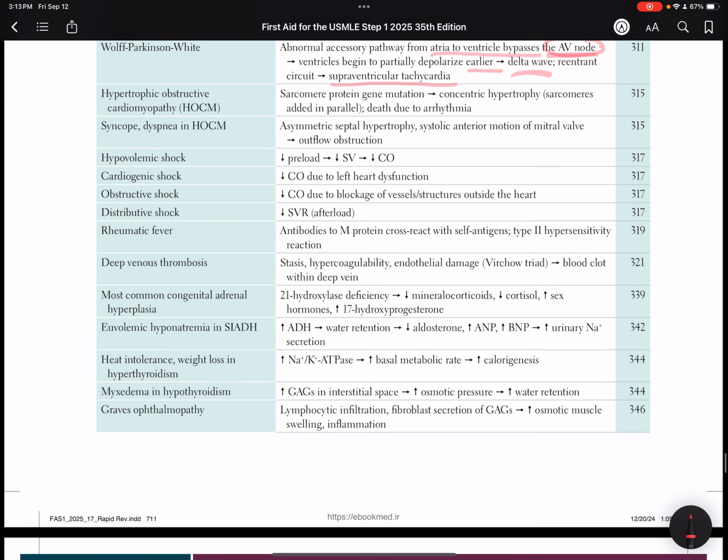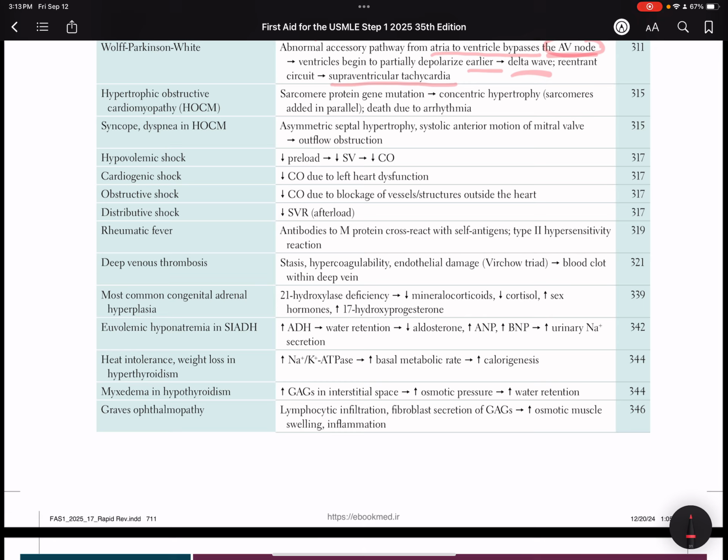Next condition is hypertrophic obstructive cardiomyopathy, HOCM. Hypertrophic obstructive cardiomyopathy is caused by sarcomere protein gene mutation. This is caused by concentric hypertrophy, with sarcomeres added in parallel. Death is due to arrhythmia.